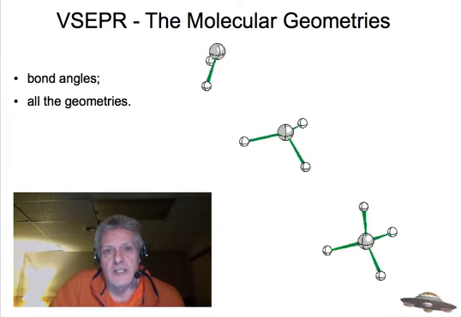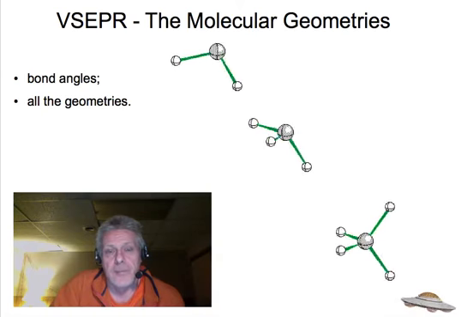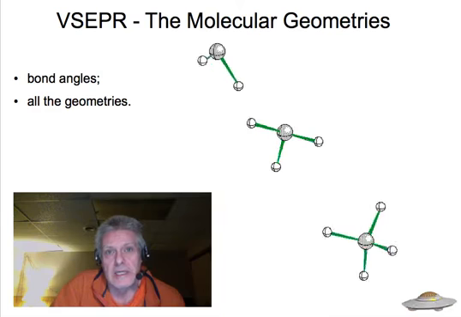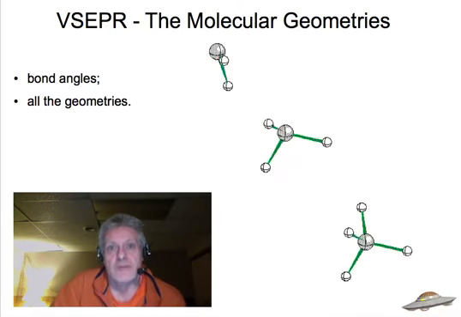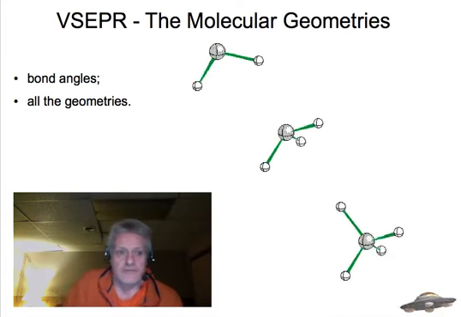But first I do want to talk to you about bond angles. Bond angles is the last piece of the puzzle in terms of getting all of the information out of what starts as a formula, becomes a Lewis structure, becomes a molecular geometry, etc. So let's start with bond angles.